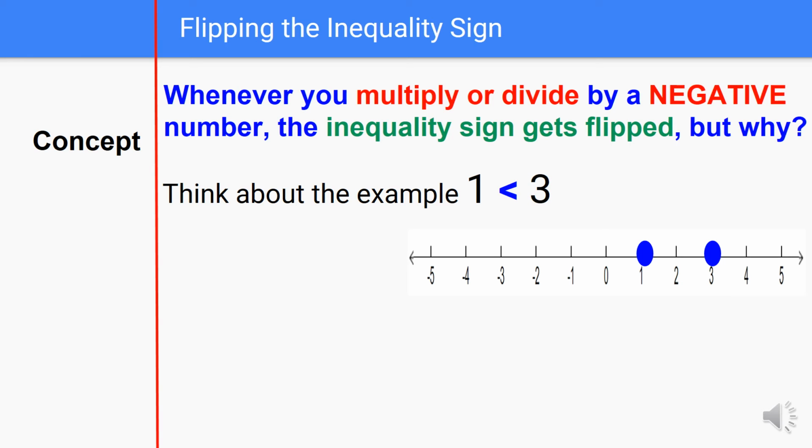1 is less than 3. I think we can all agree to that. We're looking at the number line. Yes, 1 is less than 3. It's further to the left. It's closer to 0. It's a smaller number.